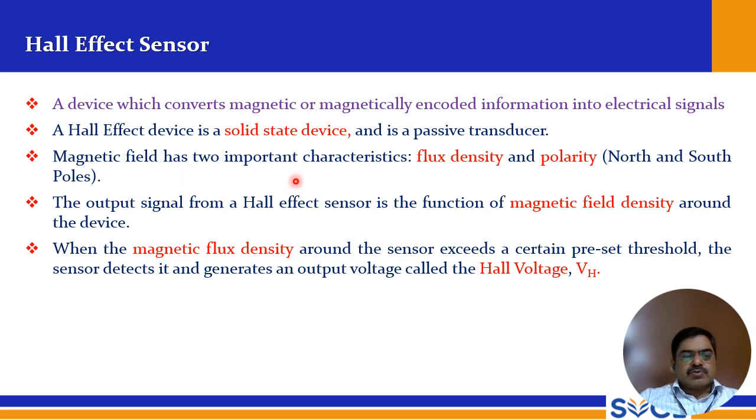A magnetic field has two important characteristics: flux density and polarity, north and south poles. So the output signal from a Hall effect sensor is a function of the magnetic field density around the device. When the magnetic flux density around the sensor exceeds a certain preset threshold, the sensor detects it and generates an output voltage called Hall voltage. This will be more clear from the diagram.